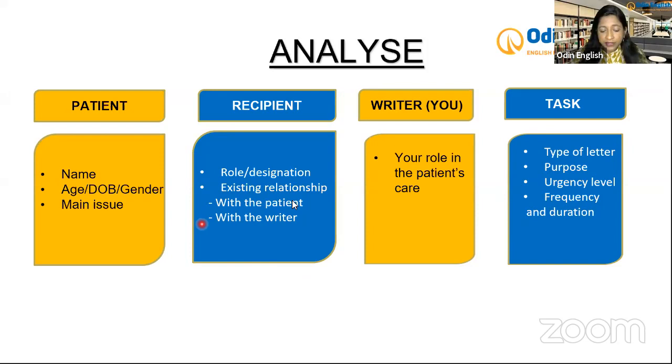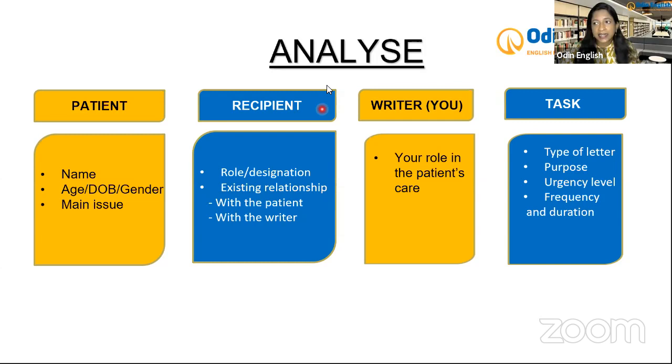Sometimes there might be some existing relationship between the recipient and you, the writer, as well. In certain cases, the patient might have been referred to you by the same recipient. So you have to look whether he was the one who referred this patient to you. So that is about the recipient. Look at the role and designation and the existing relationship.